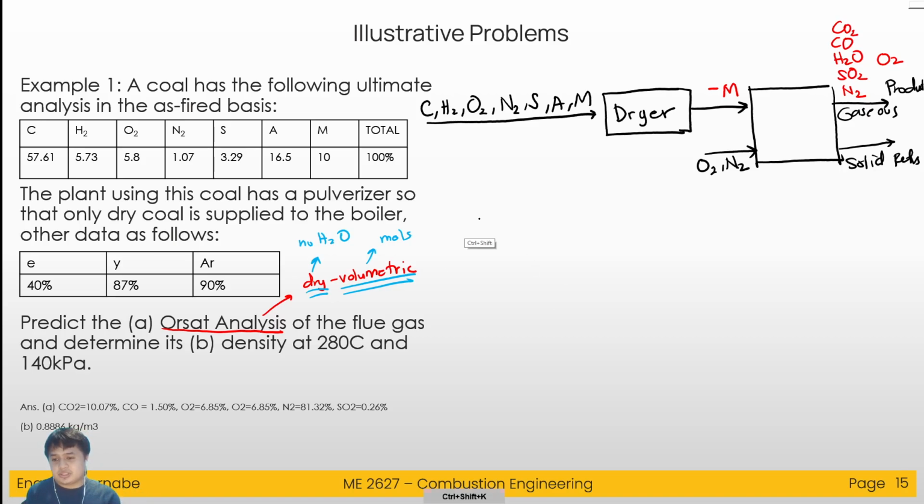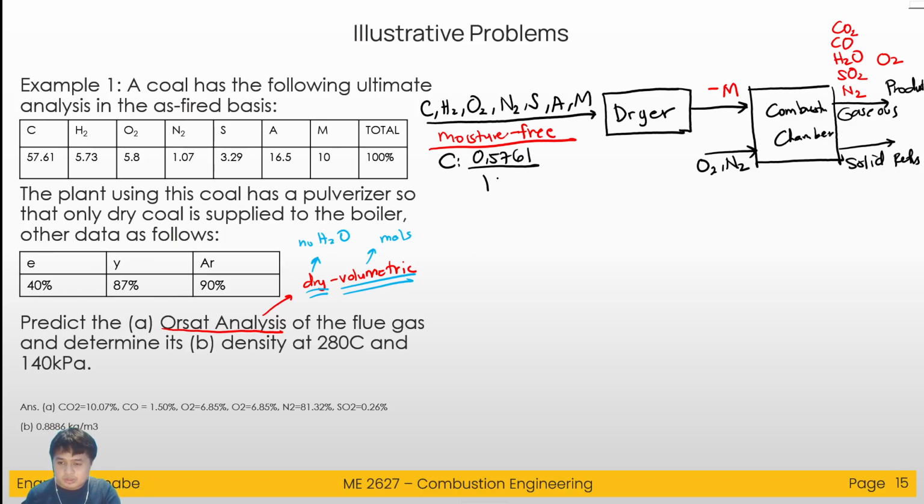Before we do that, let's first remove the moisture. We have moisture here, but it enters the combustion chamber without the moisture, so we have to remove it and get the analysis without the moisture. For carbon, 57.61, so the moisture-free analysis is 0.5761 over 1 minus the moisture, which is 10%, so 0.10. For hydrogen, you have 0.0573 over 1 minus 0.1. For oxygen, 0.058 over 1 minus 0.1.